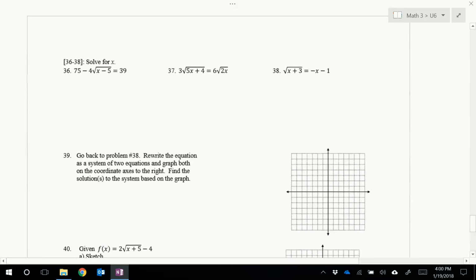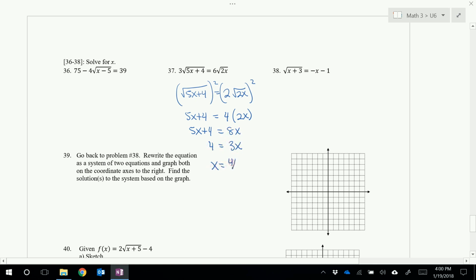We're asked to solve for x, and I'm going to start by dividing both sides by 3, and you get the square root of 5x plus 4 equals 2 times the square root of 2x. Now I'm going to get rid of the square roots by squaring both sides, and we have 5x plus 4 is 2 squared, which is 4, times 2x. Subtract 5x from both sides, we have 4 is 3x, divide by 3, and x is 4/3.